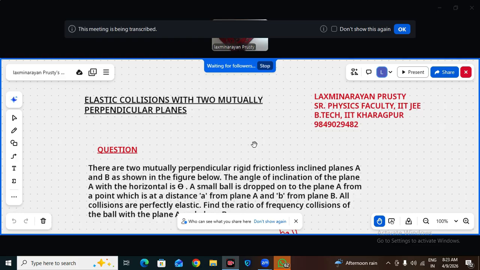Question in mechanics: elastic collisions with two mutually perpendicular planes. Actually, I am nowadays discussing too much of mechanics. We will discuss electricity very soon. Today, let us discuss this interesting, important question. My credentials, all of you are aware.